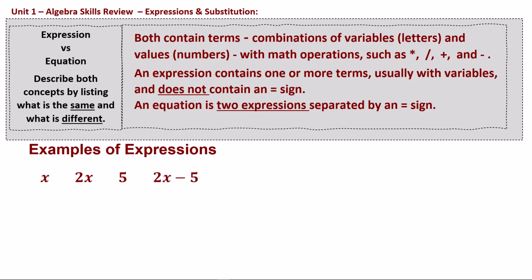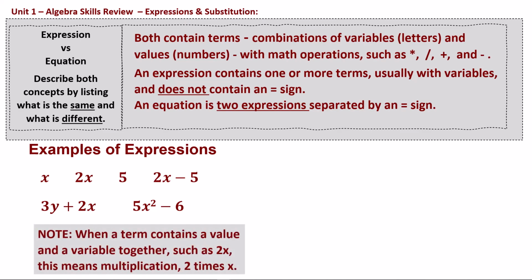2x minus 5 is an expression. 3y plus 2x and 5x squared minus 6. These are all examples of expressions. Notice there is no equal sign. Note, when a term contains a value and a variable together, such as 2x, this means multiplication, 2 times x, whatever that value is. Let's look at some examples of equations.